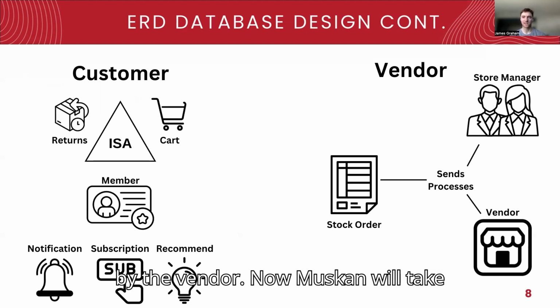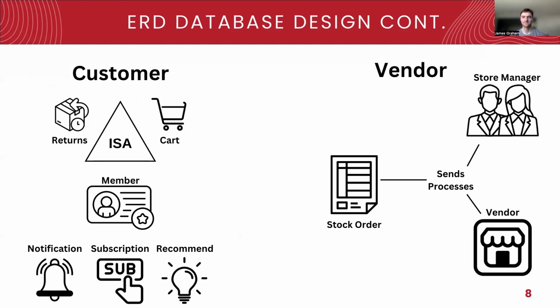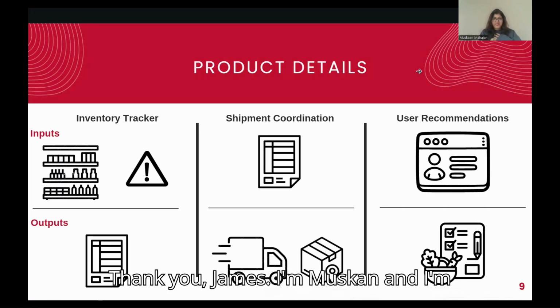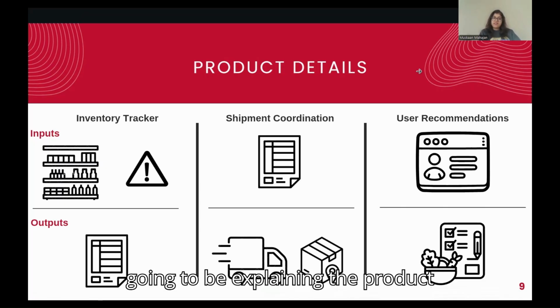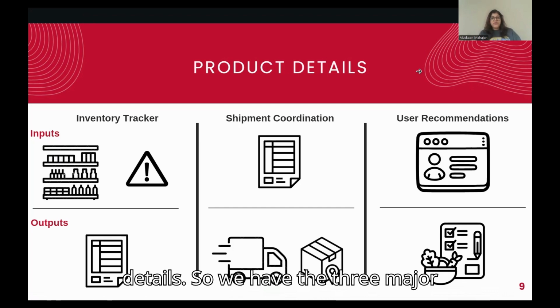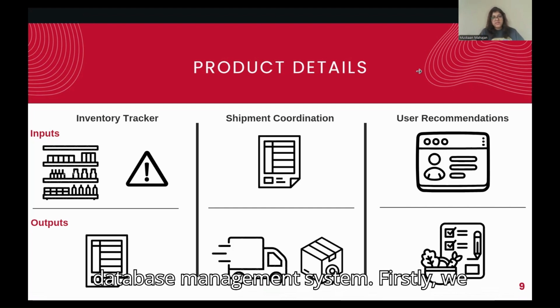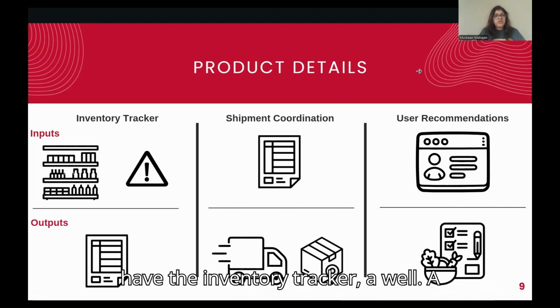Now Muskan will take you through the product details. Thank you, James. I'm Muskan, and I'm going to be explaining the product details. So we have the three major product details, which include all the inputs and outputs for our grocery database management system. Firstly, we have the inventory tracker.